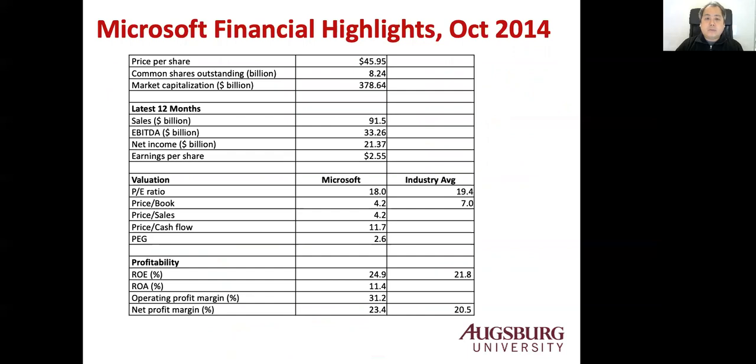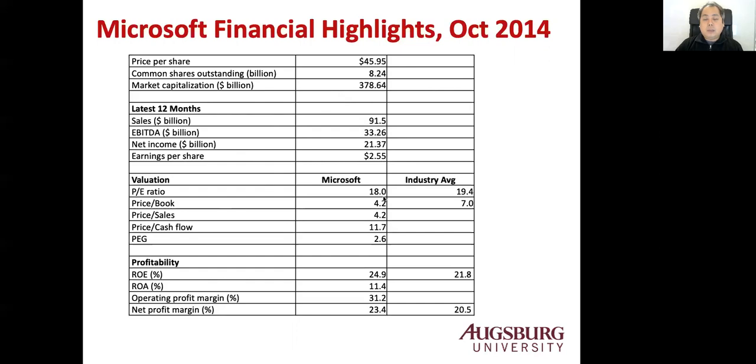This is the Microsoft Financial Highlights, October 2014. And this is the information. You have the price per share, common shares outstanding, and market capitalization, which is the total market value. And these are the book information: the sales numbers, income, EBITDA, earnings before interest, taxes, depreciation, and amortization, net income, and earnings per share, EPS, which is $2.55.